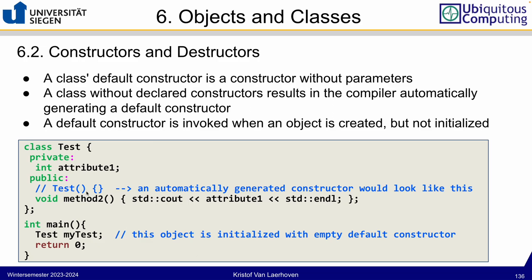Here, these braces, no, there's no parameter in that case. If there's no parameter, that's the default constructor. And then basically, it's exactly like this. You create my test as an object, but then still, that is being called.